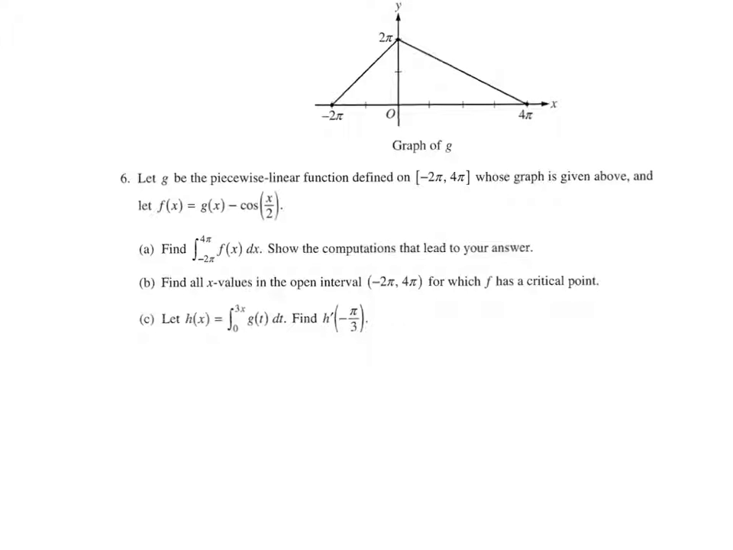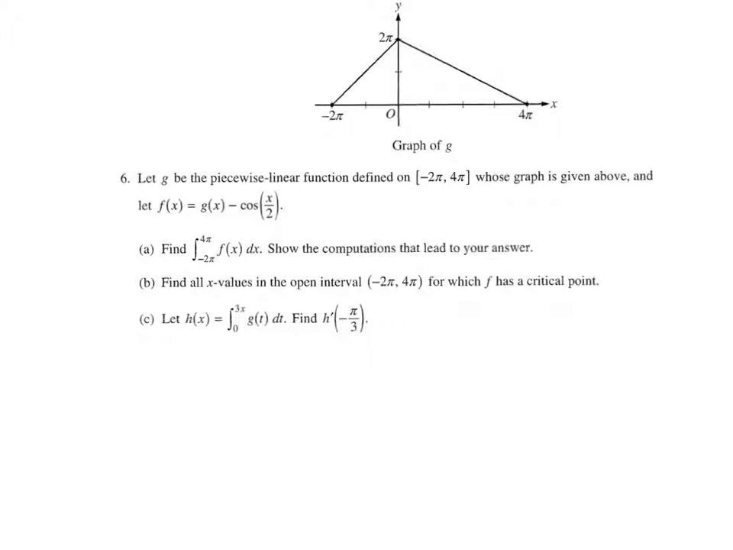Okay, well, I've already mentioned what that definite integral from negative 2 pi to 4 pi of g of x is going to be. So you're set there, and then you just have to do the antiderivative and evaluate the definite integral for cosine of x over 2 as well.